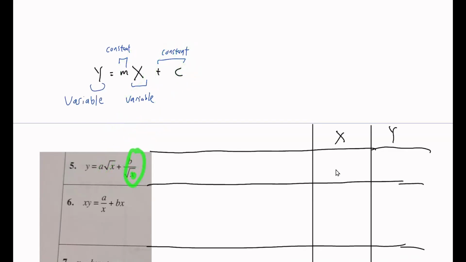So what can we do? We can do some manipulation. We can multiply throughout both sides by square root x. So we end up with square root x multiplied by y equals a times square root x times square root x, which is just an x, plus b over square root x times square root x, which is just b. Well, big X can be little x, but big Y can actually be square root x times y. Yes, you can have a mixture of variables x and y, in case you are wondering. Capital X, capital Y.